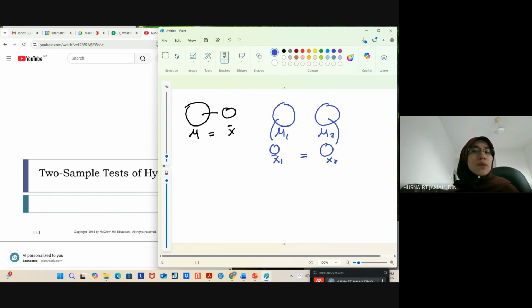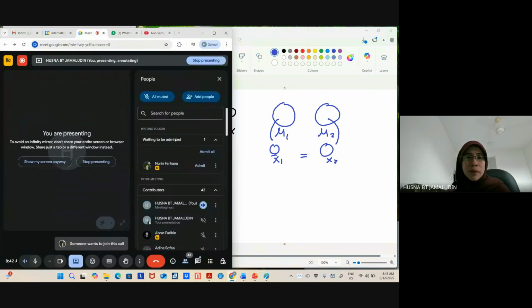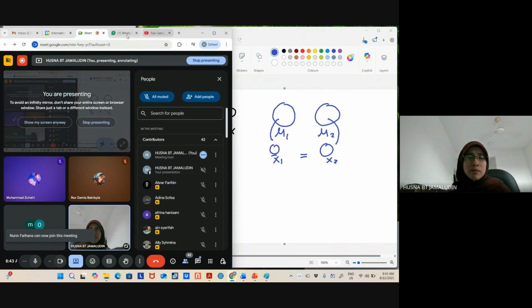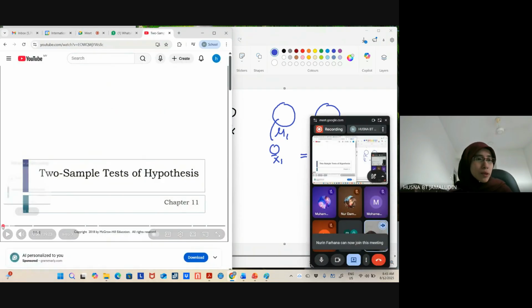So one sample and two sample are two different things. In one sample, you're just looking at the sample mean, whether it is equal to the population mean. You are talking about a particular sample. While in two sample, you are comparing two different samples from two different populations. Okay, so now let's move forward.